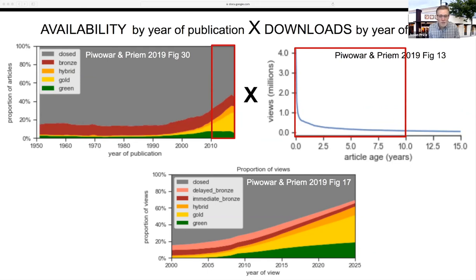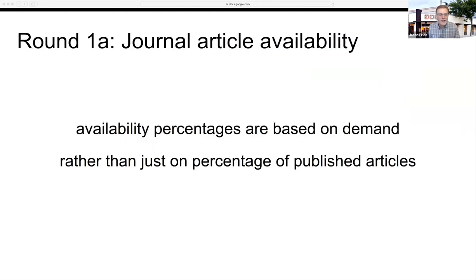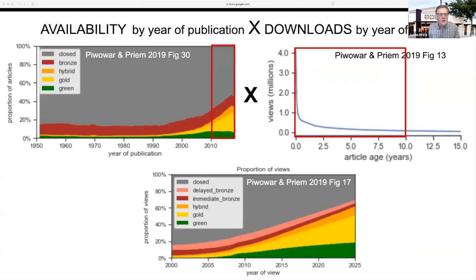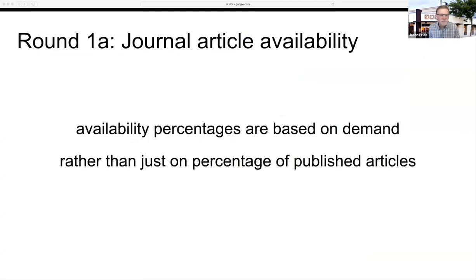This is a total mind bender. So if you find it hard to comprehend, you are not alone. In fact, in conversations with creators and authors in the past, they've said it was totally a mind bender for them and still often is. But the take-home point to keep in mind when using Unsub is that the availability percentages you're looking at are based on demand rather than based just on the percentage of published articles available.